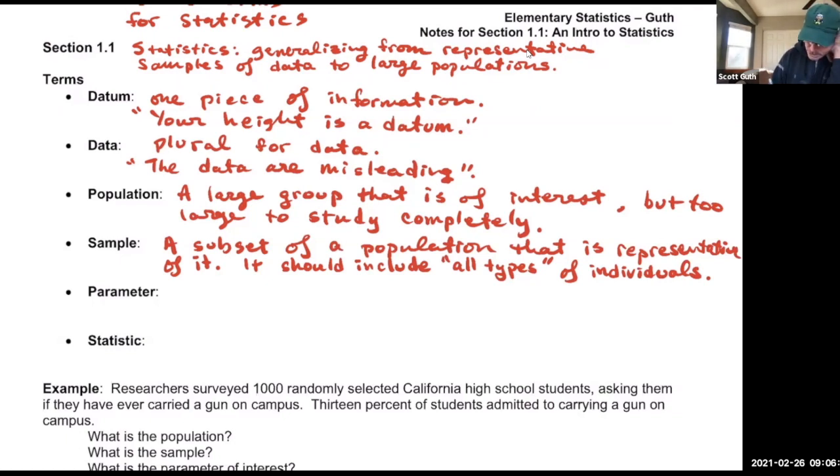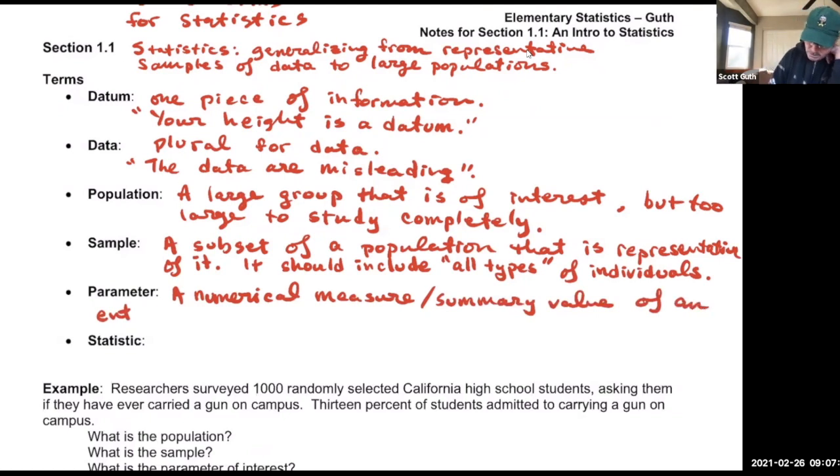Okay, then a parameter is just a numerical measure, or maybe a summary value, of an entire population. Okay, so we could talk about a population mean, or maybe I'll say an average. So I'll just keep this informal, like an average. Or a percent.